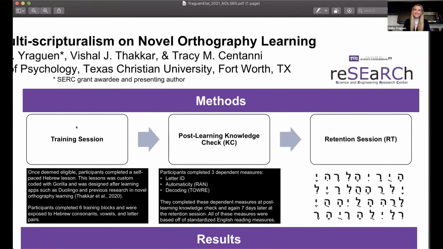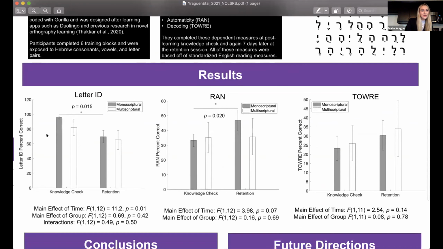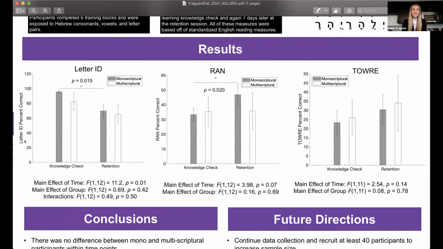Lastly, participants completed the same dependent measures 7 days later to examine effects after a period without training. Only 14 participants at this point in time had completed the full study. So in our current results, monoscriptural participants showed a decrease in Hebrew performance on the letter ID task, but an increase in performance on the RAND task. And there was no significant difference between mono or multi-scriptural groups on the decoding task. There was no effect of time or group.